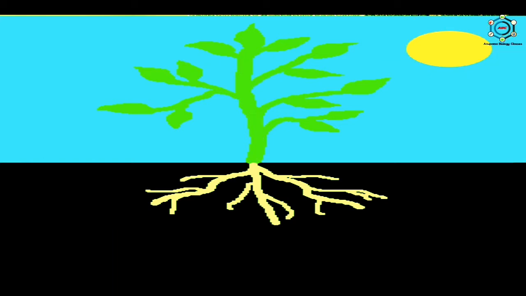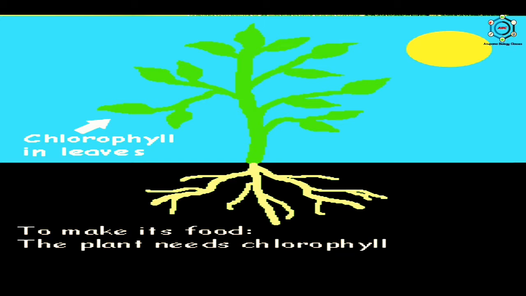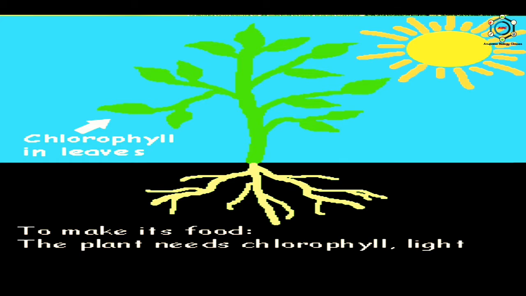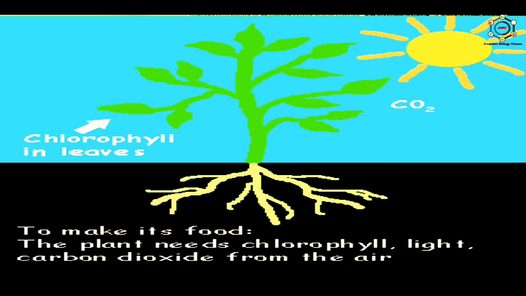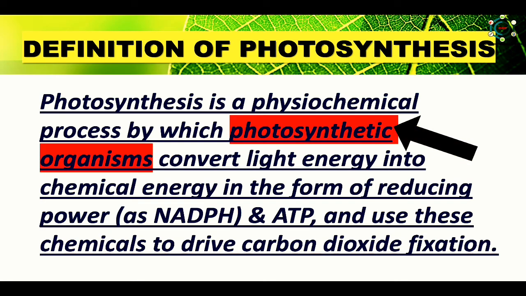In other words, carbon dioxide of atmosphere is fixed into carbohydrates and the light energy is converted into the chemical energy. So, the process of photosynthesis is the transformation of photonic energy into the chemical energy by the green parts of the plants. Now, the question is, what are photosynthetic organisms?